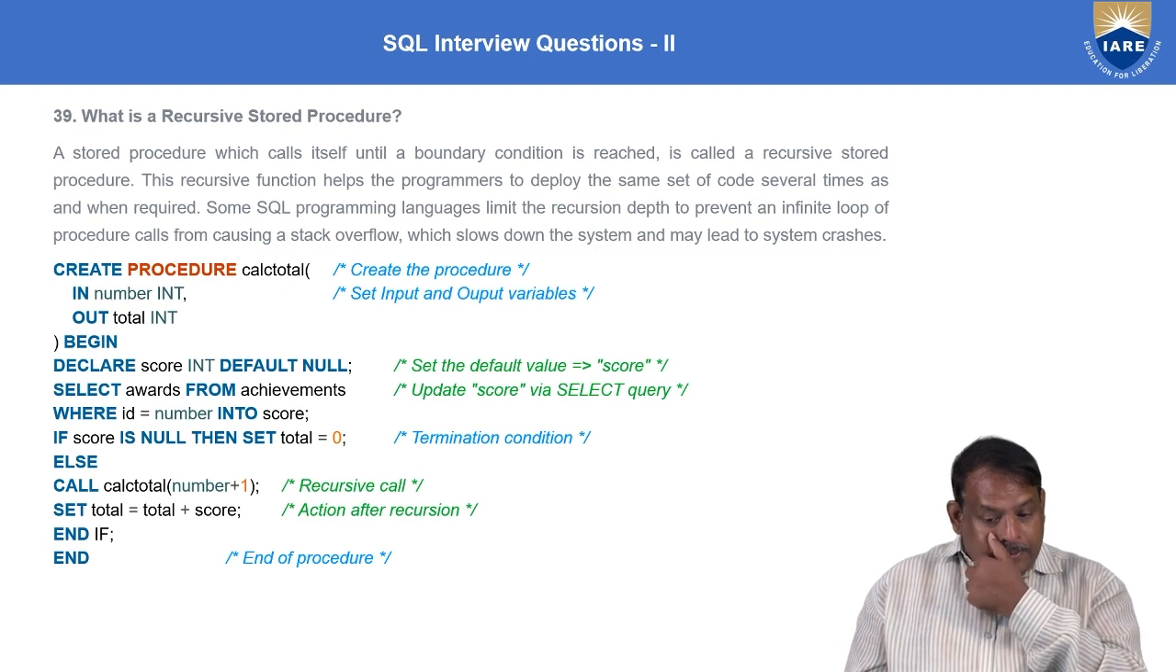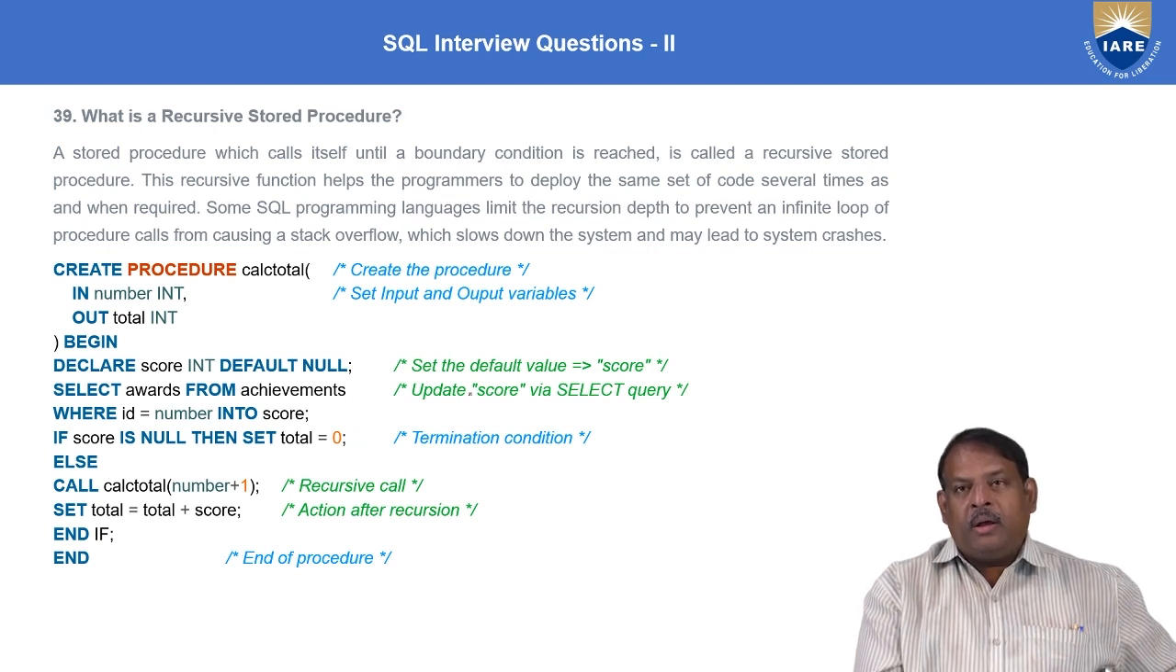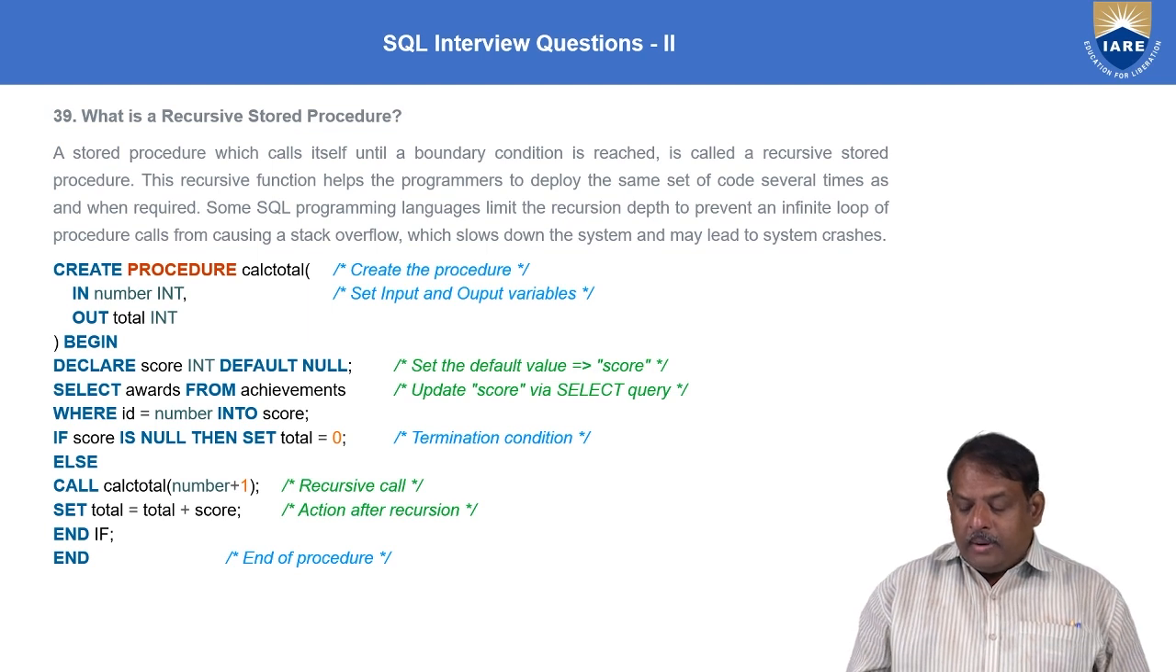Now what will happen? It will only terminate when your score is null. When the score is null, it will terminate. Otherwise, it will keep on calculating.